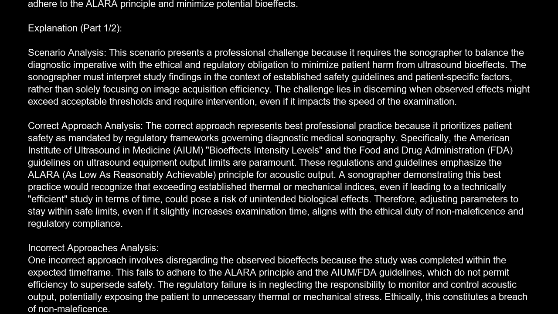Another incorrect approach is to assume that any observed bioeffect is acceptable as long as no immediate adverse reaction is reported by the patient.